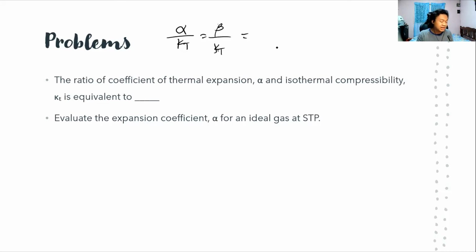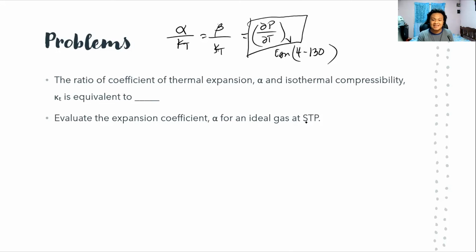It is found actually in equation 4-130. You will find it is the partial of P with respect to T with V constant, diba? PTV, People's TV, channel 1. Okay, that's PTV. So that's actually the answer of this. And then lastly, evaluate the expansion coefficient alpha for an ideal gas at STP.